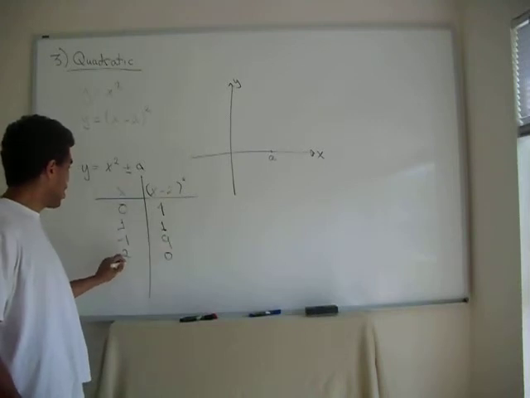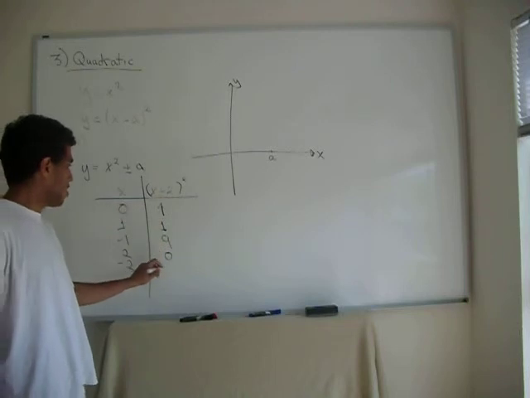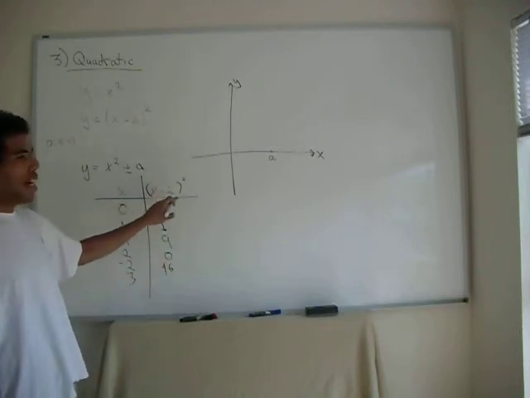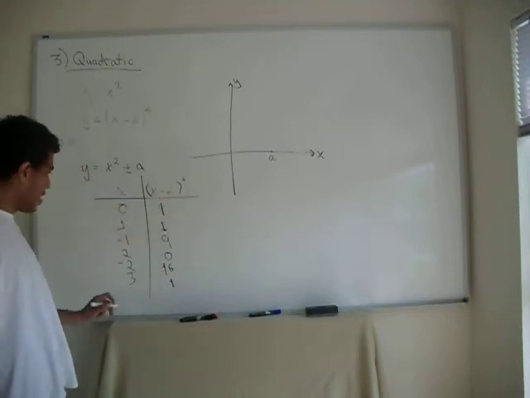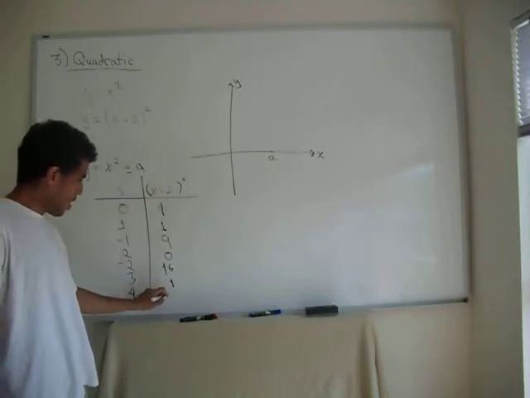What happens if we have minus 2? Minus 2 minus 2 is minus 4. Square of that is 16. What happens if we have 3? 3 minus 2 is 1. Square of that is 1. All right? You can pretty much get the pattern. If we have 4, 4 minus 2 is 2. Square of that is 4.